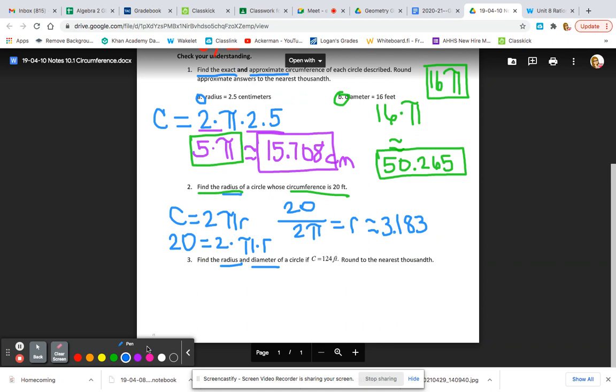Okay, hopefully you unpaused and came back. And so now we're going to actually solve this. So if I have the circumference as 124 and I want to know the diameter, I can do the diameter first. It's diameter times pi equals the circumference. So to get the diameter all by itself, I just have to divide both sides by pi, and that's going to give me the diameter.